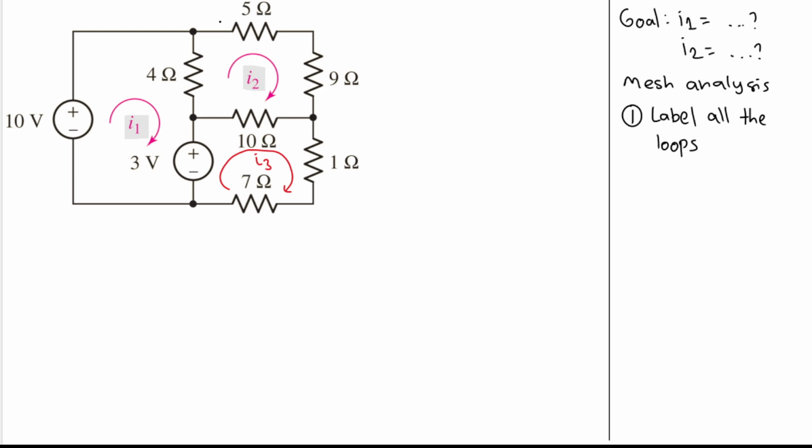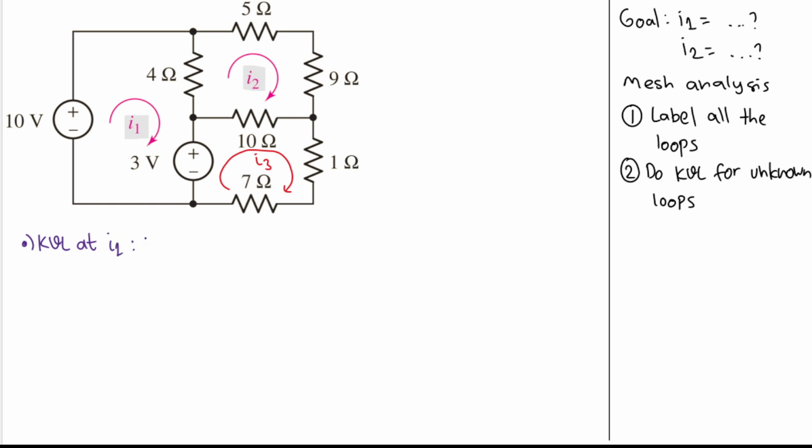We can move on to the second step, which is to do KVL for unknown loops. But all loops are unknown, right? I1 is unknown, I2 is unknown, and then I3 is unknown. So we need to do KVL on all the loops. Let's do exactly that. The first thing we need to do is KVL at loop I1.